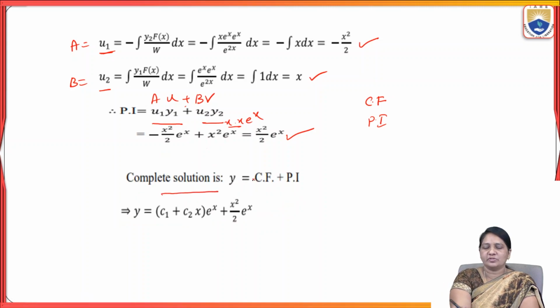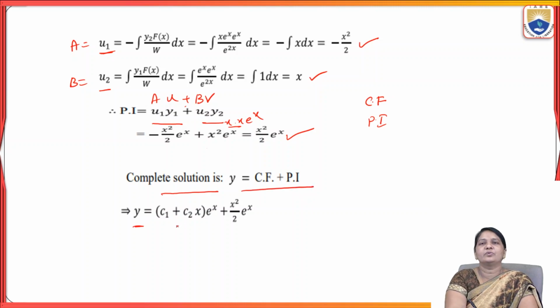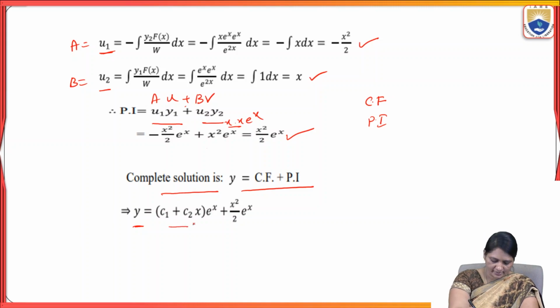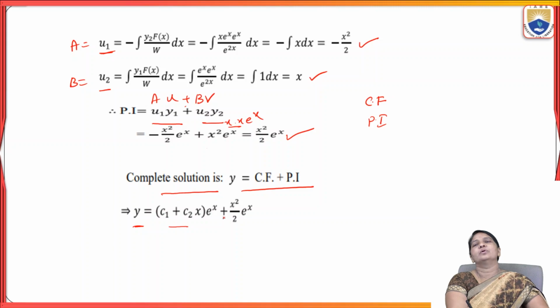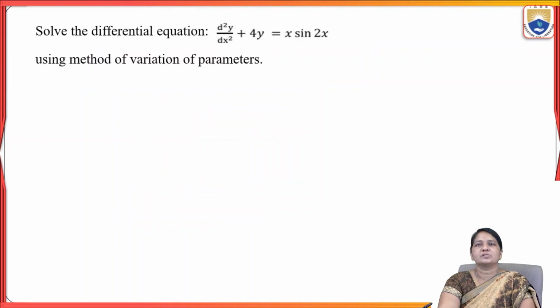See, this complete solution is y equal to CF plus PI. So finally y equal to, what is the complementary function? C1 plus C2x into e power x plus x squared by 2 into e power x. So this is our complete solution or general solution of the given equation. So this is the way to calculate the particular integral by using the variation of parameters.